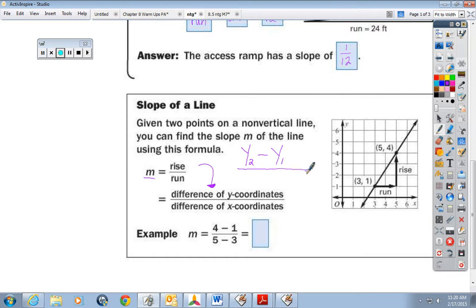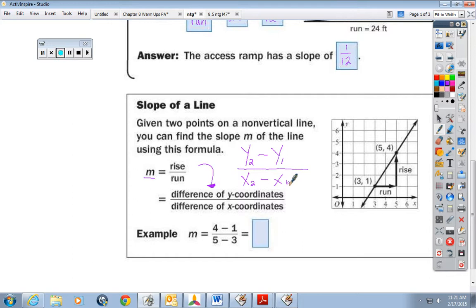Why? Because y coordinates represent the vertical change. So guess what coordinates represent the horizontal change? X. So I'm going to take the second x and subtract it from the first x. So here's my formula. The second y coordinate minus the first y coordinate over the top of the second x coordinate minus the first x coordinate.